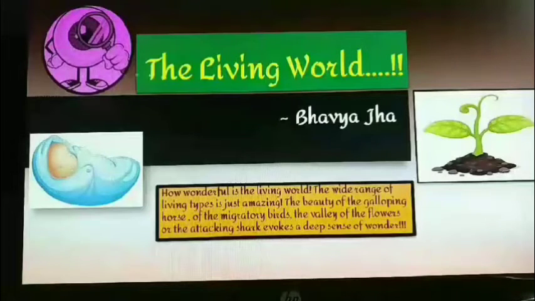So, of course, how wonderful is this living world, right? The wide range of living types is just amazing. The beauty of the galloping horse, of the migratory birds, the bloom of the flowers, or the attacking shark evokes a deep sense of wonder. Yes, of course, everything in the environment, be it a plant, be it a human body, be it a tree, be it my computer, anything creates a deep sense of wonder in our mind.